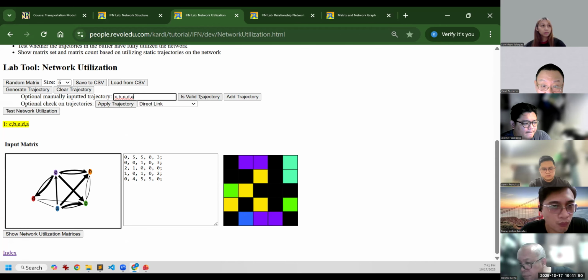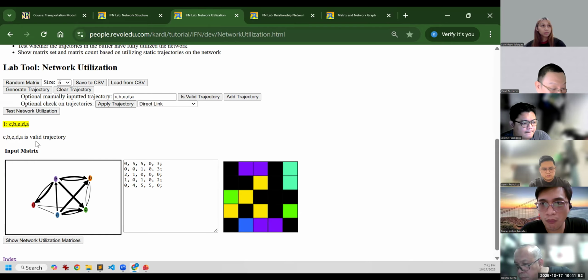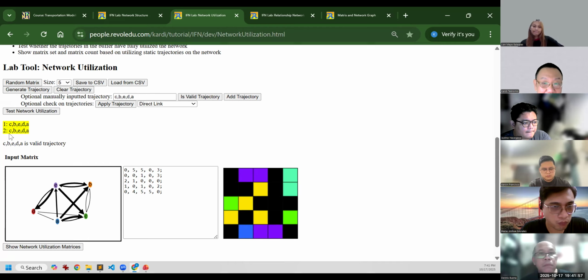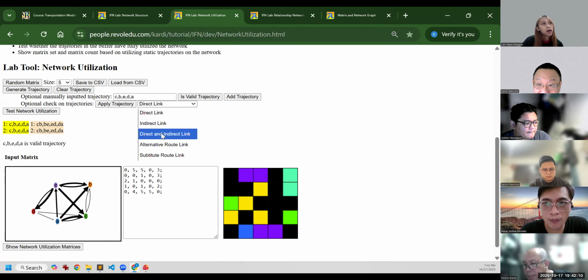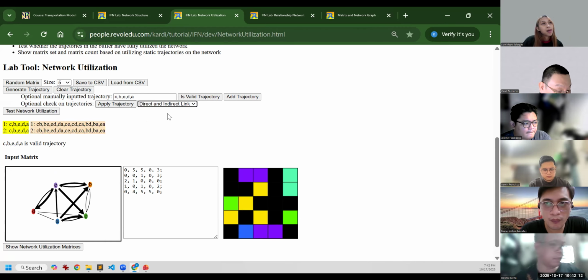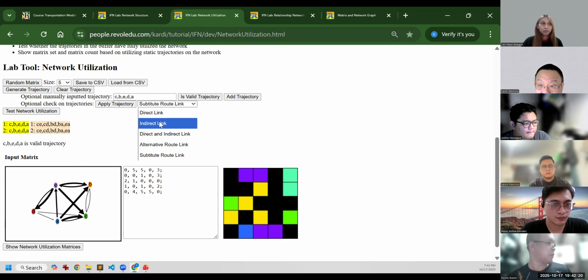Then I check whether this is a valid trajectory or not. Check first. If it is valid, then I copy it, so I get a new trajectory. Then what do you want to get? You want to get the direct links and indirect links, so you can get them. It's already there, easier for you. The alternative route and substitute route, you can get all of them.